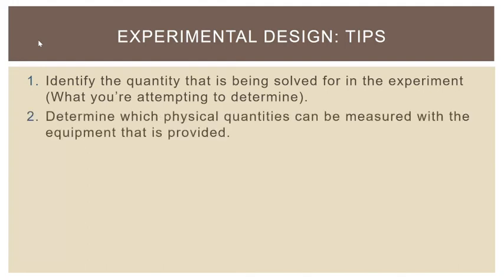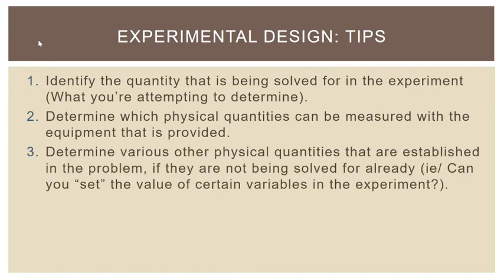Then you determine which physical quantities can be measured with the equipment that is provided. Now, usually they give you a little bit of leeway on the AP test because they say, assume you'll have all of the lab equipment that they would usually have in a typical high school physics lab. And so that's the equipment we're going to talk about later. So you determine what you can measure with what you have.